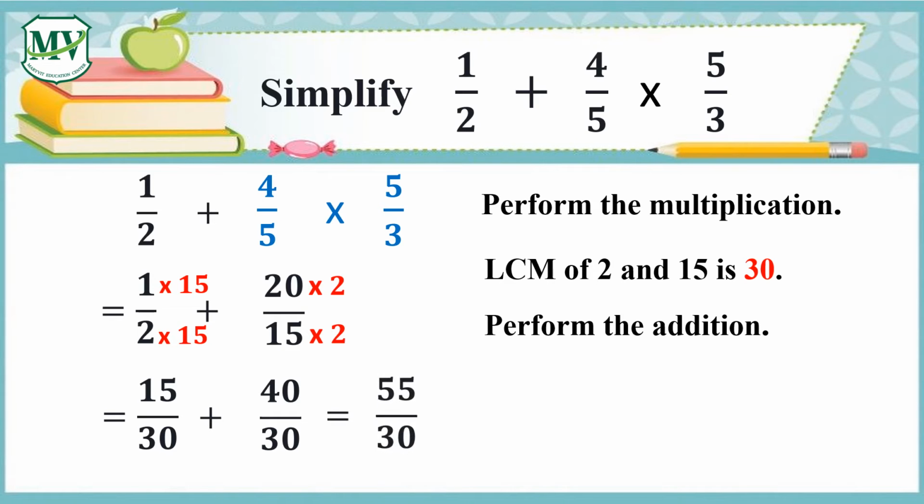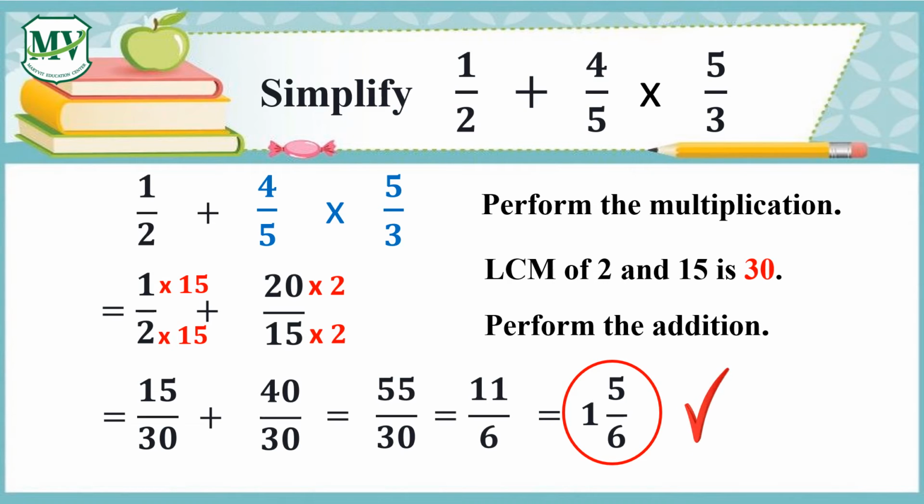Excellent! We have 55 over 30. 55 over 30 are divisible by 5. What do you think is the answer? Great thinking! We have 11 over 6. Since 11 over 6 cannot be simplified any further, what do you think is the final answer? Good job! We have 1 and 5 over 6. Did you get it? Excellent! Do you want to learn more?